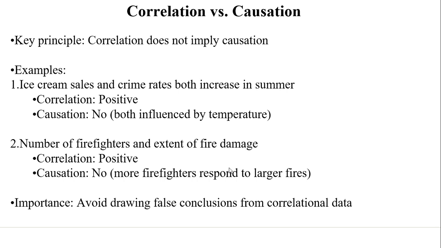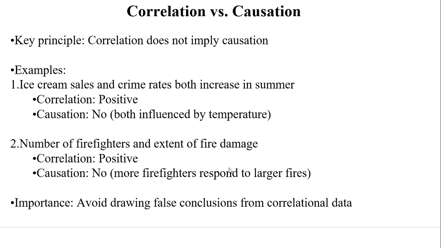So in correlation, we have positive. Causation, no, but they are both influenced by what? Temperature. They're both influenced by temperature, but it doesn't mean that because of the ice cream sale, we have crime rate to increase. But in terms of trying to find a correlation between them, yes, you get it to be positive.